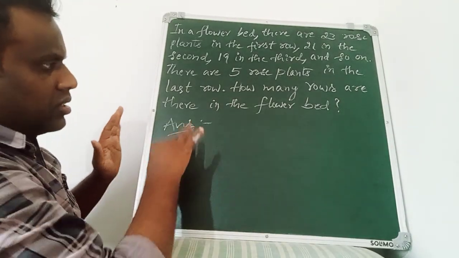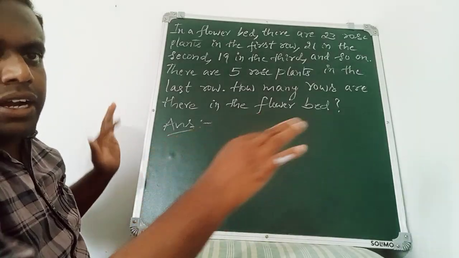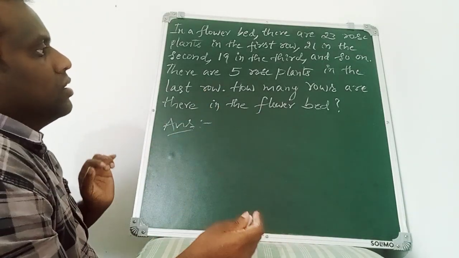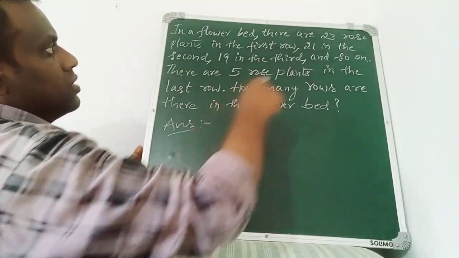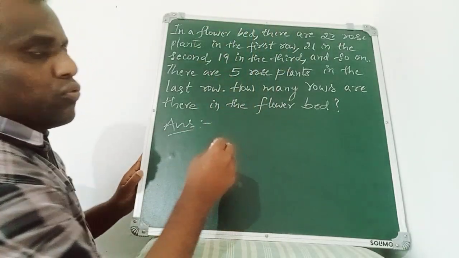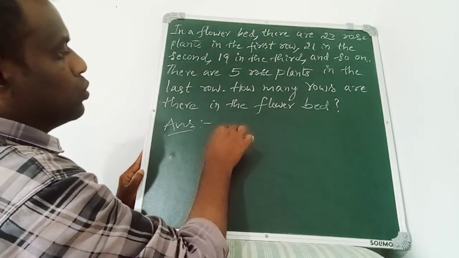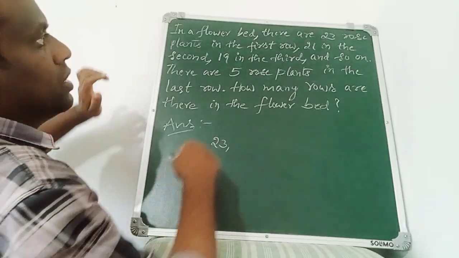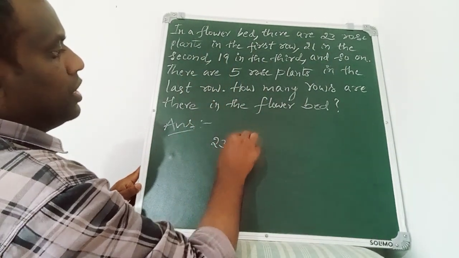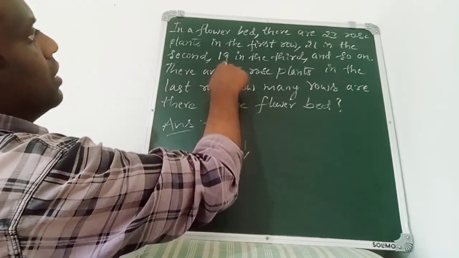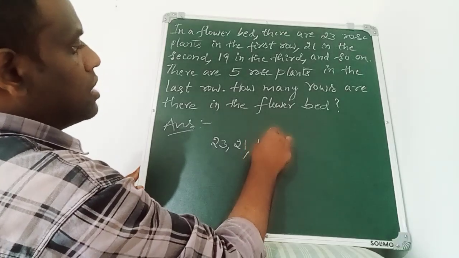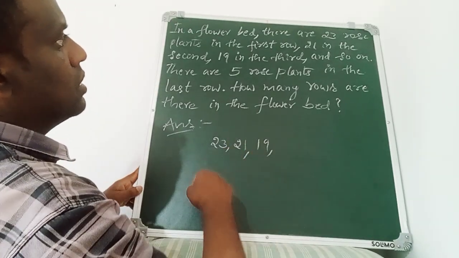Flower bed means there is a bed kind of thing where flowers are going to be placed. Now consider this. They are telling 23 rose plants in the first row. First row, how many? 23 rose plants. I will take 23. Next, 21 in the second. In the second row, how many rose plants? 21, I will write. 19 in the third row. That means 19 rose plants in the third row. I will write 19 here.